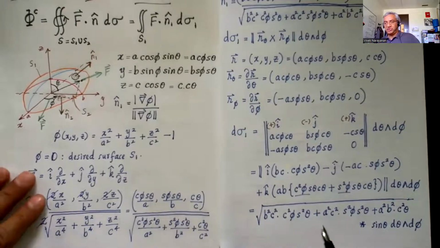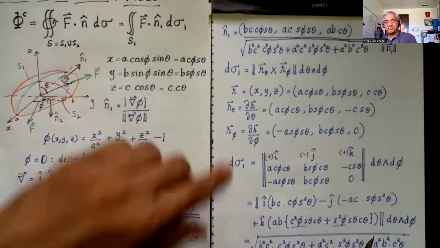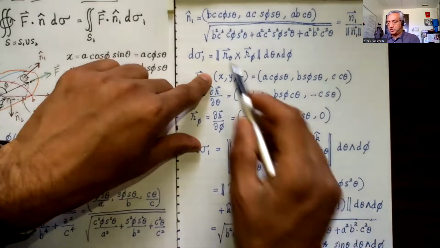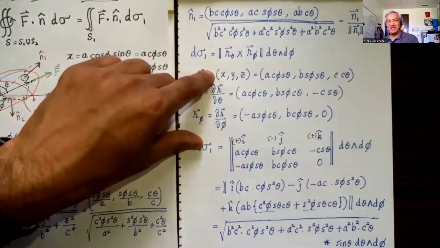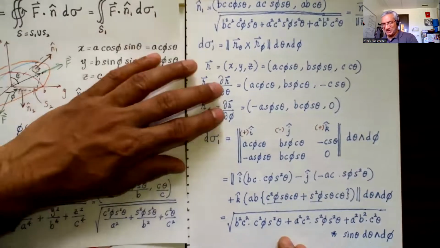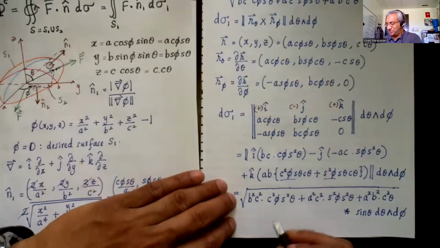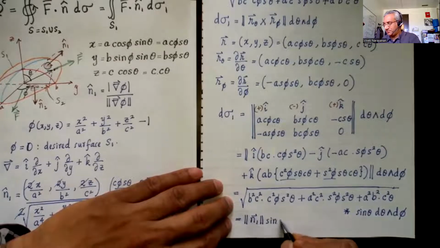But observe the top calculation. This is the miracle I was alluding to. The denominator there is exactly the same as this. So you believe in miracles? I do. So this is just outstanding. So this is just equal to the magnitude of n1 times sine theta d theta d phi.